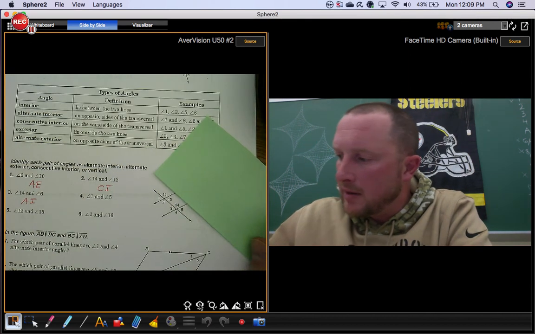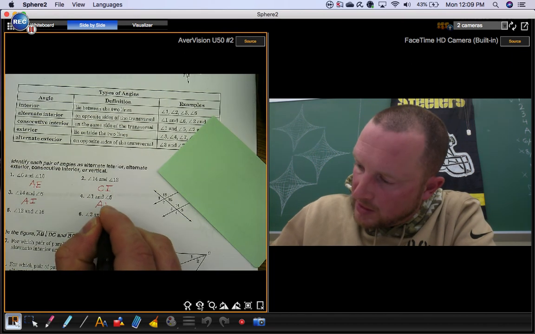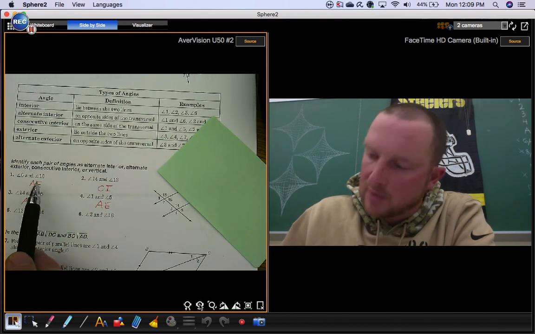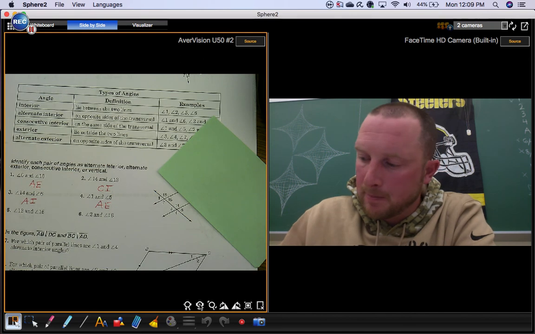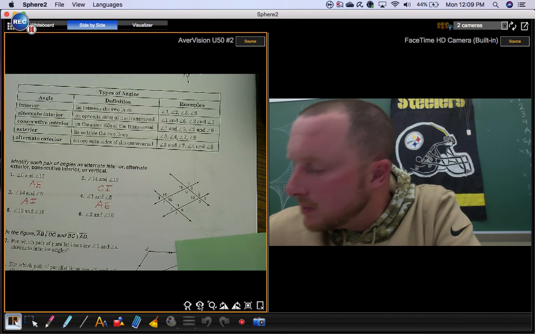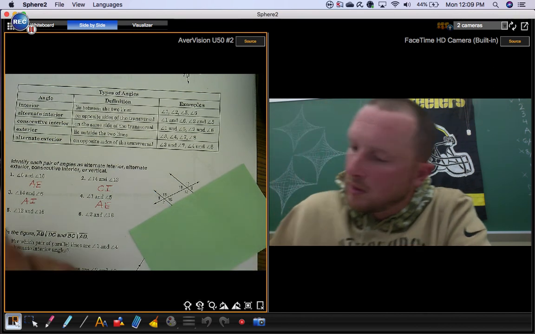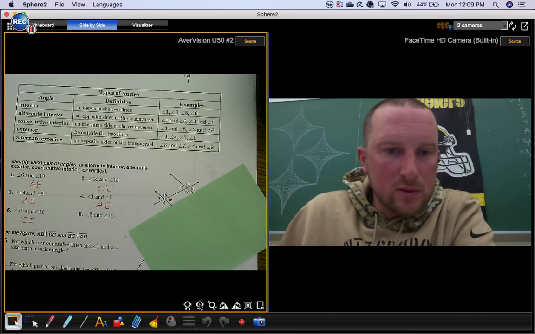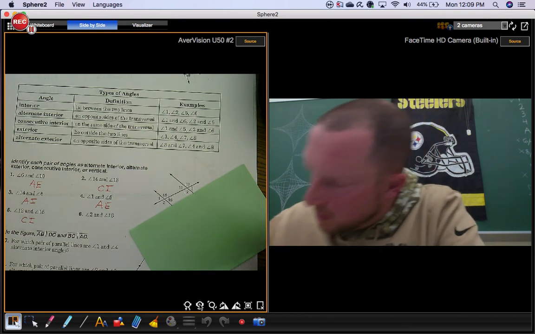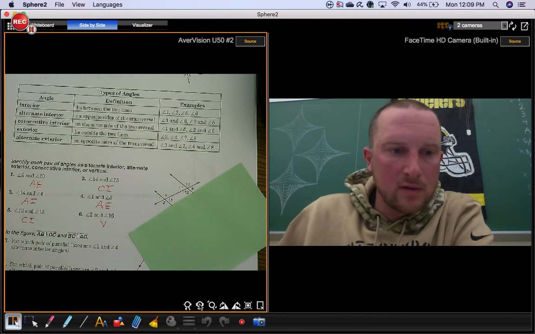Number 4, angle 1 and angle 5. I'm going to cover up that other line. That's your alternate exterior angles again, the same relationship that they had in number 1. Number 5, angle 12 and angle 15. Those are consecutive interior angles. Angle 2 and angle 16 are vertical.